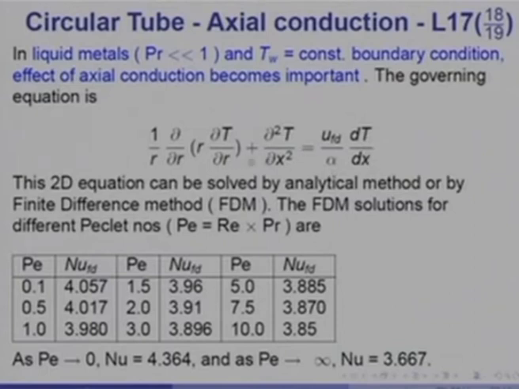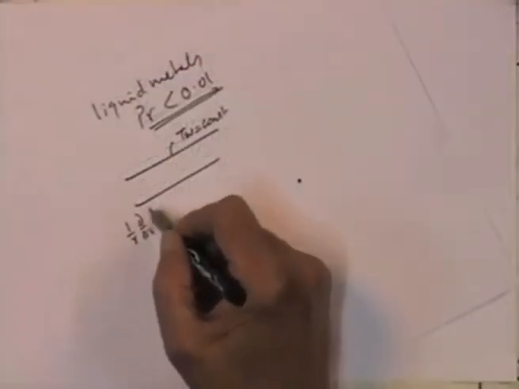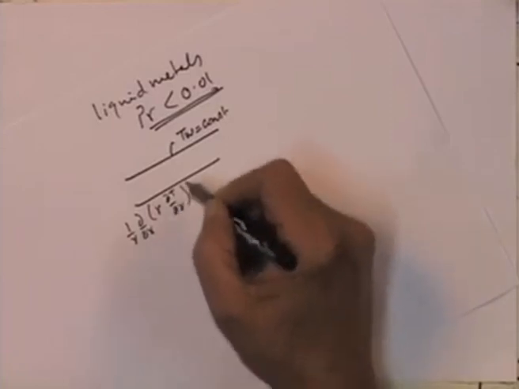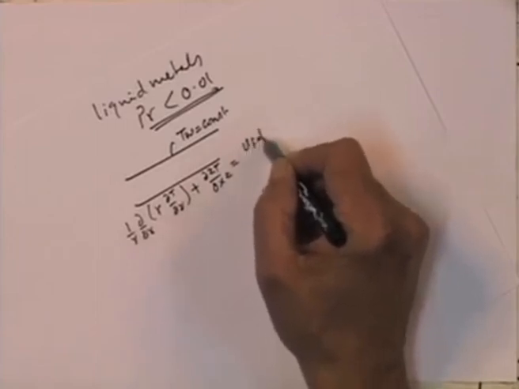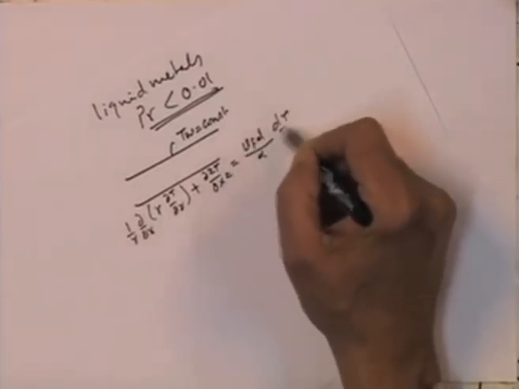Now, of course, this is now a two-dimensional equation. It involves dependent variables r and x. It can be solved analytically or nowadays much more simply by finite difference method, and I give below the finite difference method solutions for different values of Peclet number. Now, I want you to appreciate how Peclet number comes about. So, the governing equation is 1 over r d by dr of r dT by dr plus d2T by dx square equal to UFD divided by alpha dT by dx.